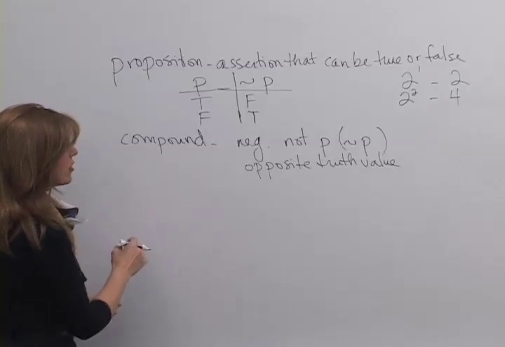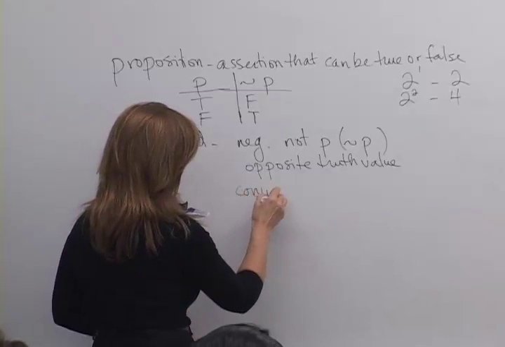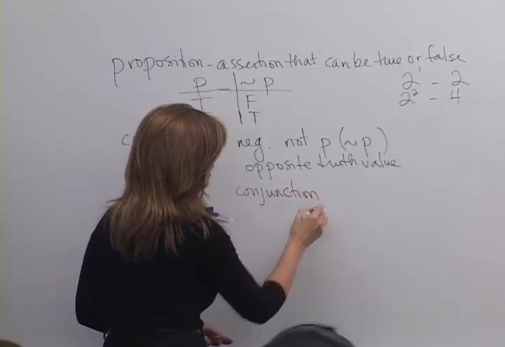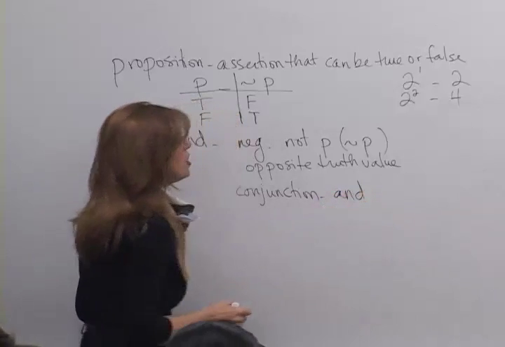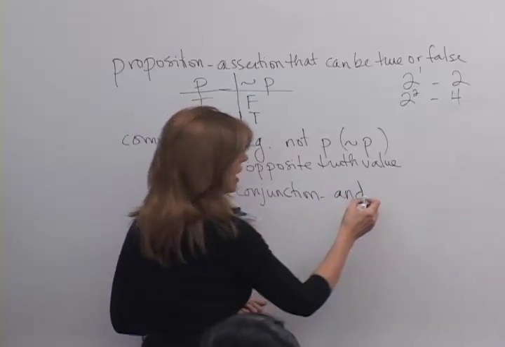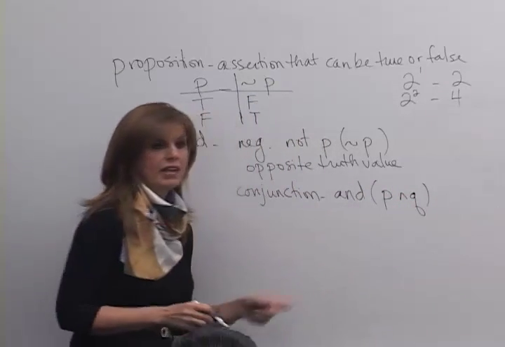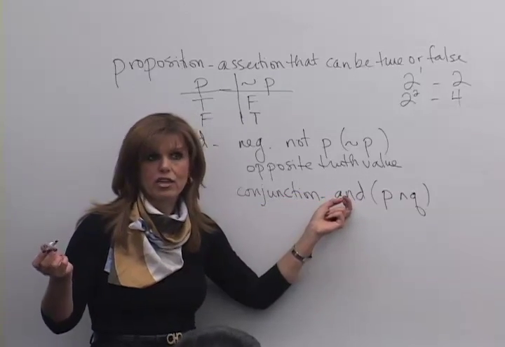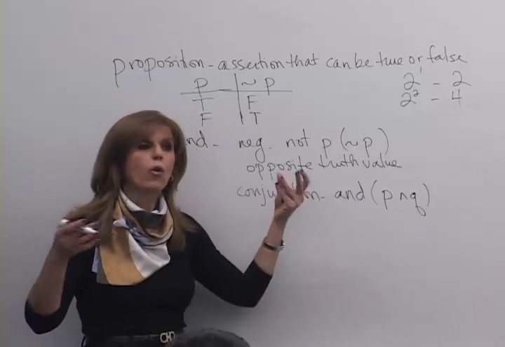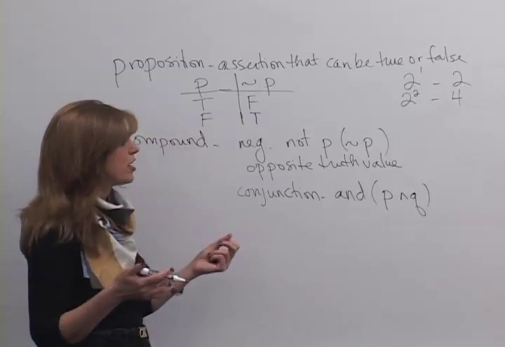So let's look at our different ones. For example, if we look at conjunction, and conjunction is what? And. So if we have and, we will have, for example, P and Q. Now remember, if you want to express conjunction, and isn't the only way. You can express it with but, however, although. Those are all different ways of expressing a conjunction.